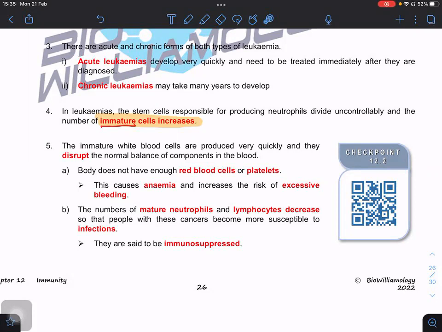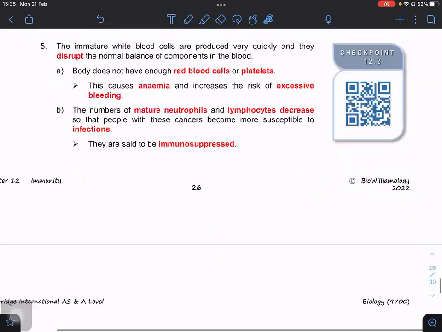Okay? And the number of mature neutrophils and lymphocytes decreases. Why? Because everything becomes immature. So it means that they become immunosuppressed. In this case, they are very susceptible to infections. It doesn't mean that you become like a superpower now, that you have more white blood cells. No, in this case, your white blood cells are not functioning. Okay? So they become immunosuppressed.